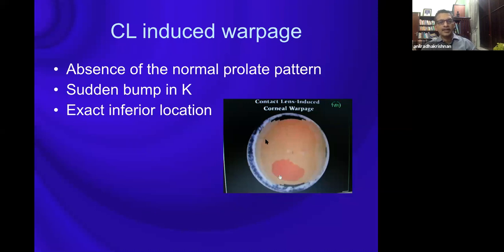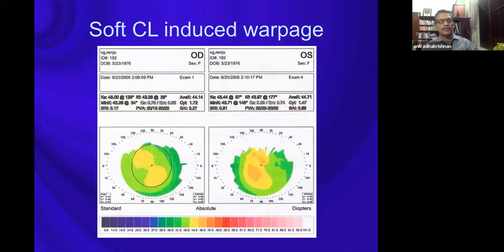This is seen with RGP lenses only. Nowadays, it's not seen at all. I have not seen it for so many years now. So there is a sudden bump in the keratometry value, and the exact inferior location tells you that it is a contact lens induced warpage. Soft contact lens also can cause corneal warpage.